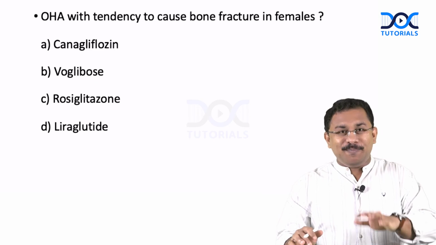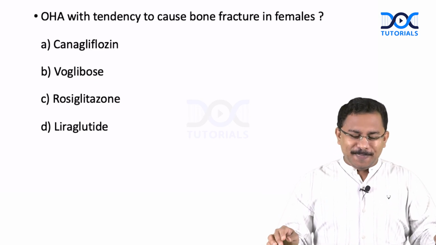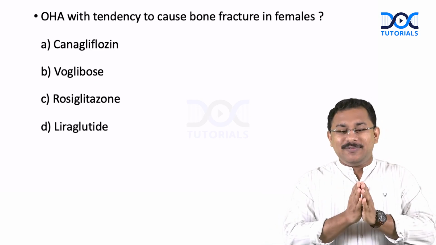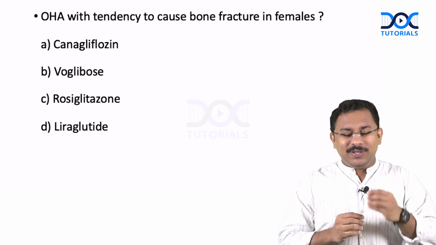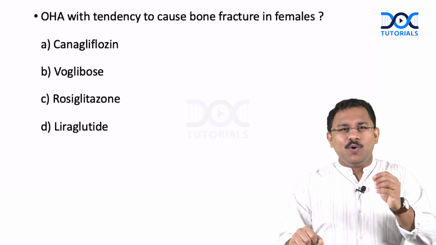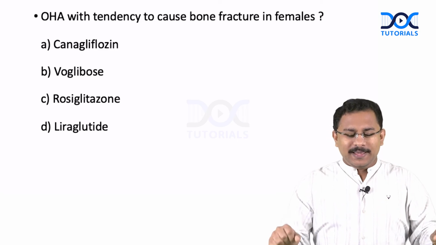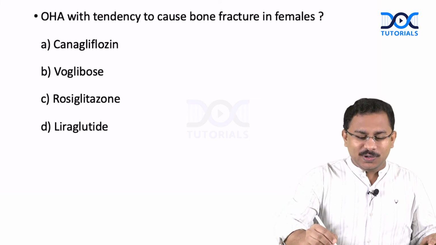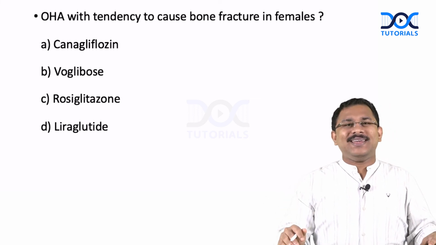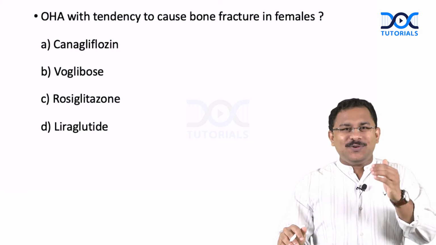Next question is a bit of a controversial question, and I want you to listen very carefully to this. The oral hypoglycemic agent with tendency to cause bone fracture in females: canagliflozin, voglibose, rosiglitazone, and liraglutide. So let's see the options one by one.